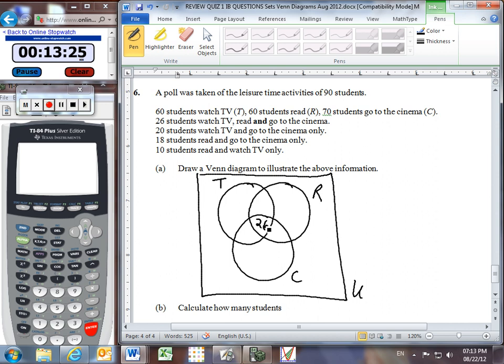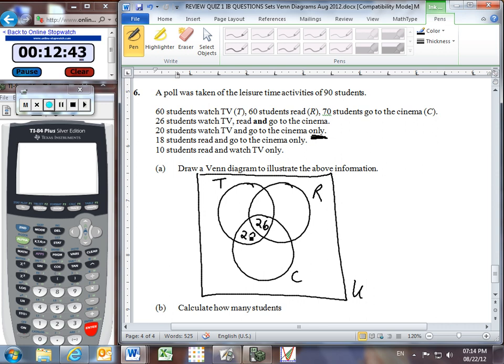So let's move on to a group of students who are involved in 2 of the activities, so that we can get these 3 regions as we go outwards. So I've got 20 students who watch TV and go to the cinema only. Now that is a key word. If that word did not appear, we would have a contradiction here. How could we have 20 students that watch TV and go to the cinema when we've already got 26 such students? So the key here is that we've got 20 who watch TV and go to the cinema only.